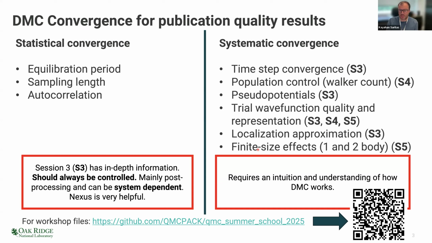But all of this requires systematic convergence, or you could also call it systematic bias, depending on the energies or other observables that you get. It requires an intuition and understanding of how DMC works. So that's where reading through the previous literature or a personal intuition helps.